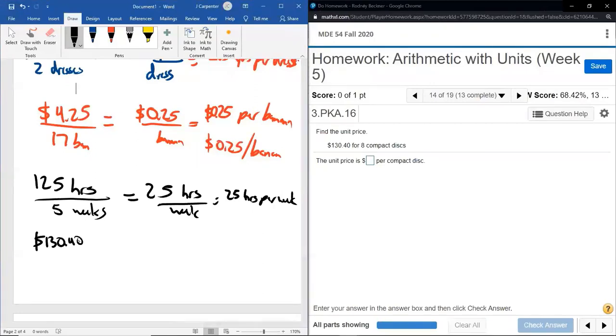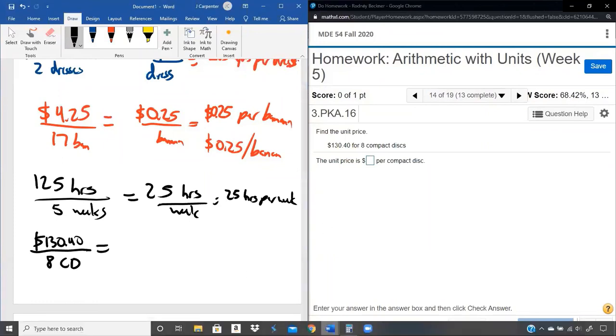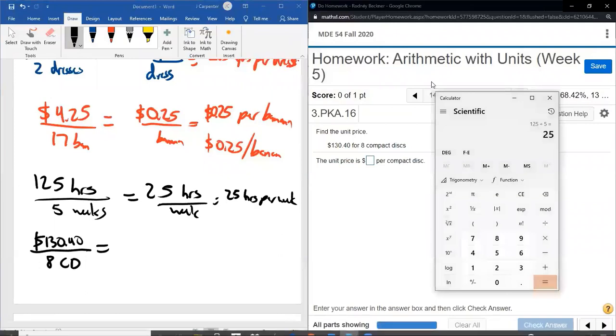So we got $130.40. If you don't like using the dollar symbol when you're writing your rates, you can always write the word dollars or USD. We've demonstrated that in the past for 8. And instead of writing compact disc, we'll write CDs, because someone in here is still buying CDs in this age. Maybe someone is. Couldn't tell you the last time I bought one.